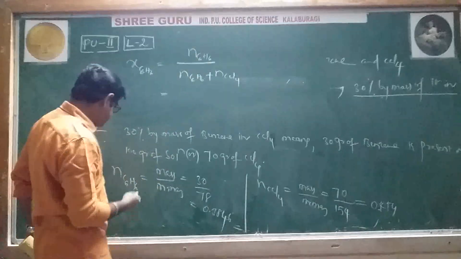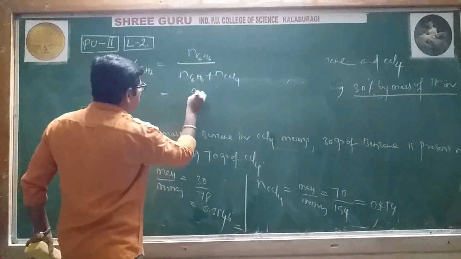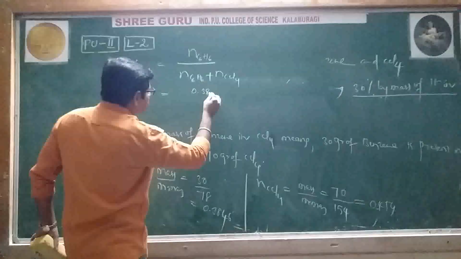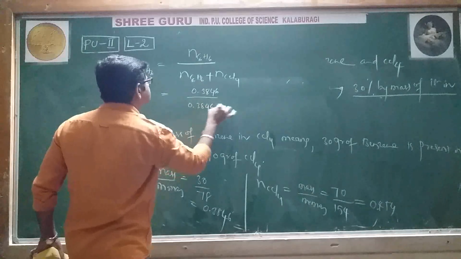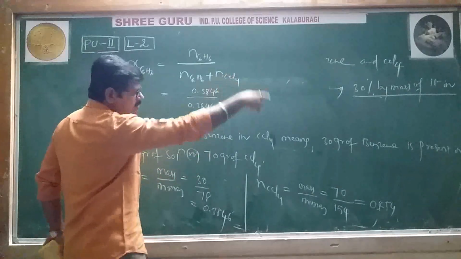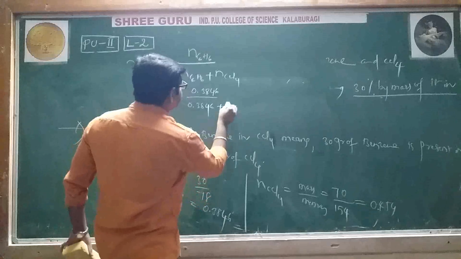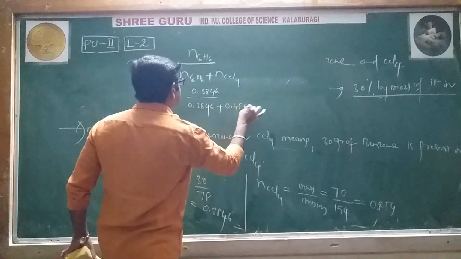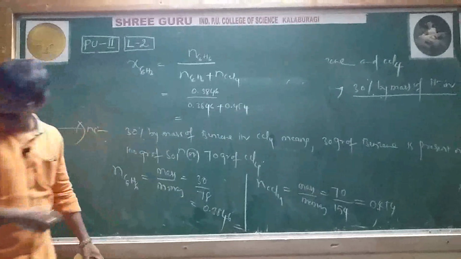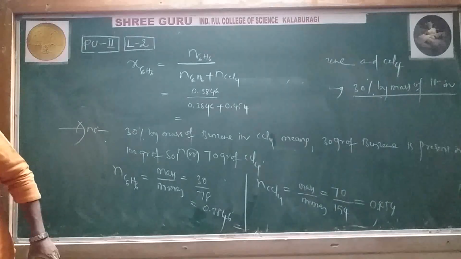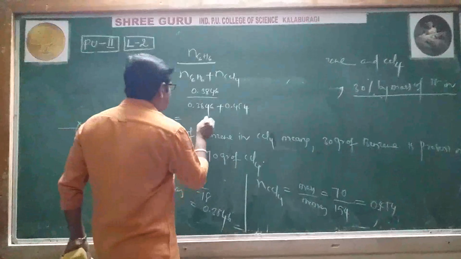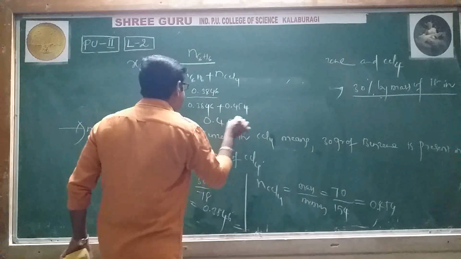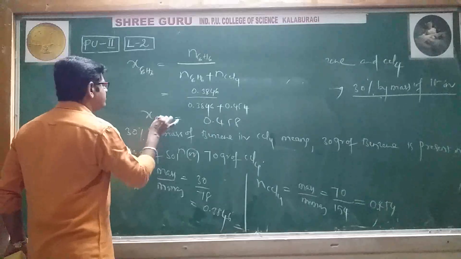You can substitute here. Number of moles of benzene, how many moles? 0.3846, divided by again 0.3846 plus the carbon tetrachloride moles 0.454. If you do simplification, the mole fraction of benzene is 0.458. 0.458 is the mole fraction of benzene.